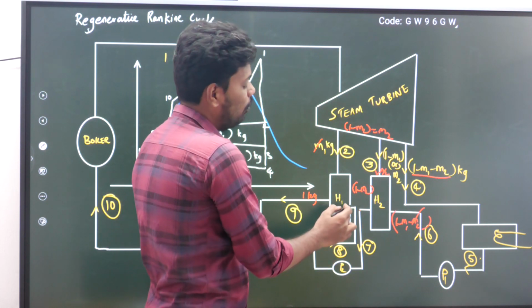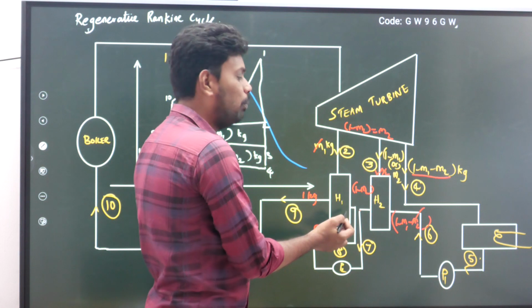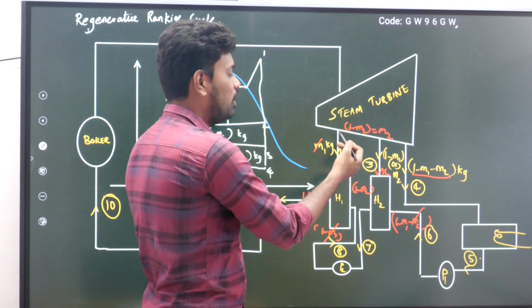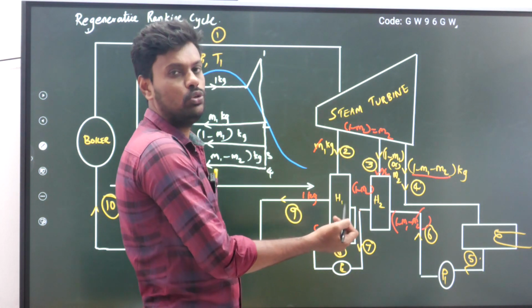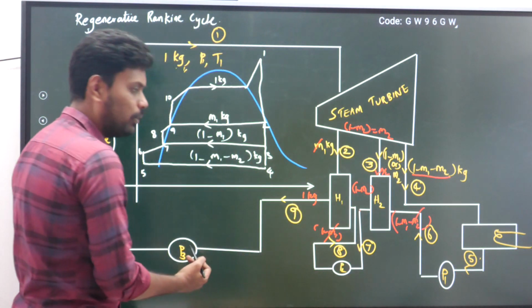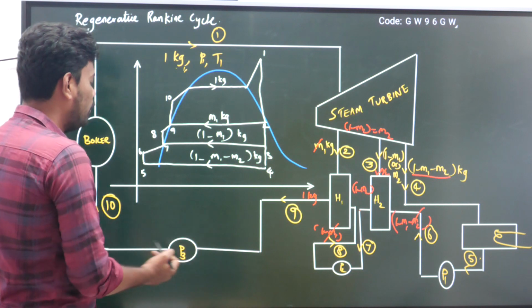So here the water is again heated in heater 1. How is it heating up? Because the steam temperature is higher than this temperature, so heat will transfer from here to this water. So now again I heated the water to a certain temperature. Now this water is coming to this pump, and I will pump it again to the boiler.